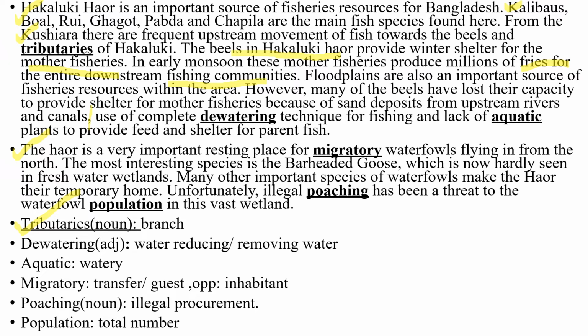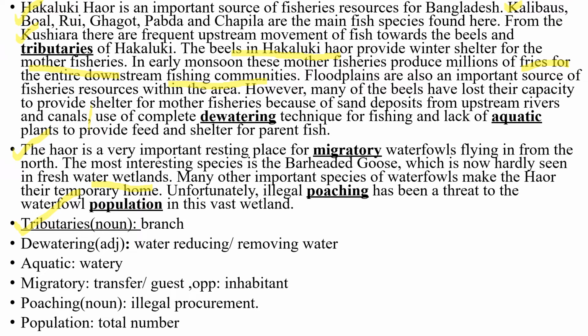The most interesting species is the bar-headed goose, which is now hardly seen in freshwater wetland. Among the migratory birds, the most interesting species is the bar-headed goose, which is now actually not available, and many other important species of waterfowls make the Haur their temporary home. And besides this bar-headed goose, there are many other birds which make this Haur their temporary home for winter. Unfortunately, illegal poaching has been a threat to the waterfowl population in the vast wetland.